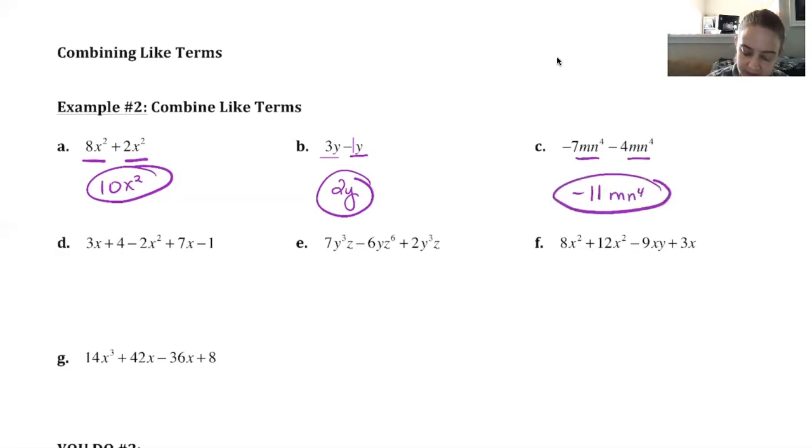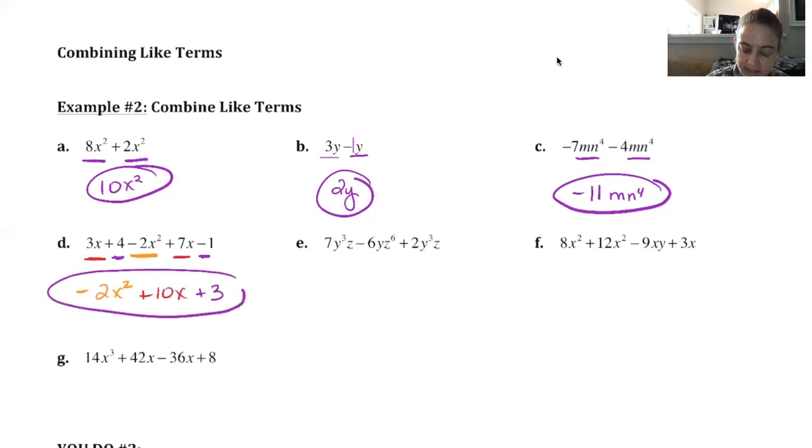In letter D, this is where it gets a little bit more interesting. So let's start to identify our like terms. I have a 2x squared, but no other x squared terms. Then I'm going to look for the x's. I have a 3x and a 7x. Together, those are 10x. And then I'm looking for my constants. 4 plus a -1 becomes 3. That's my final answer. You have to make sure they match exactly with those exponents.